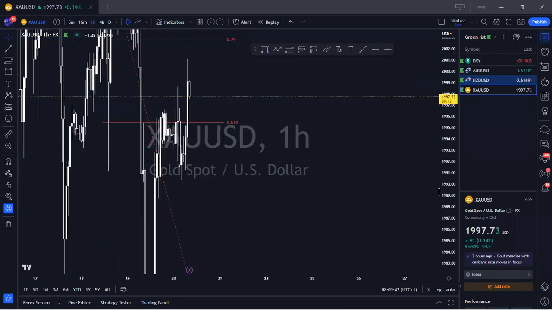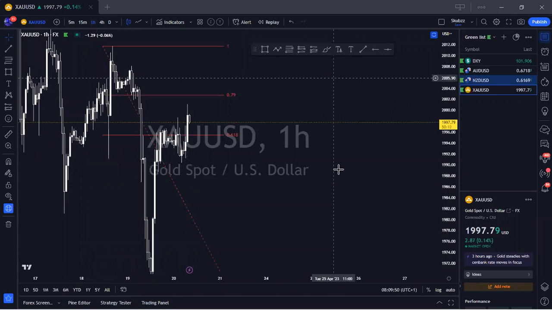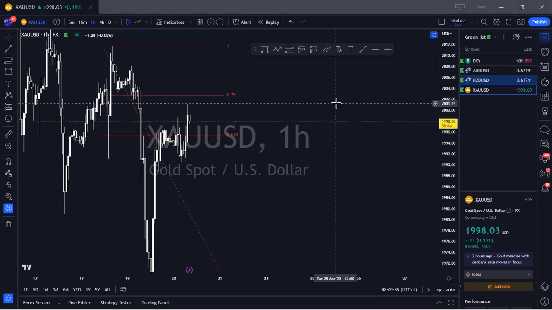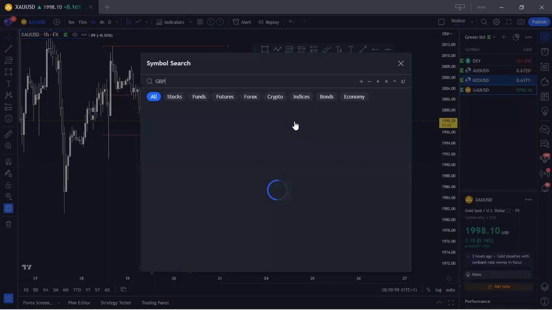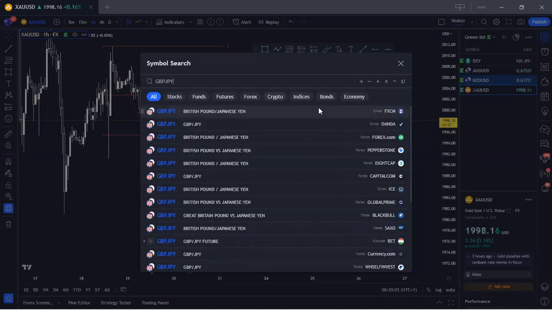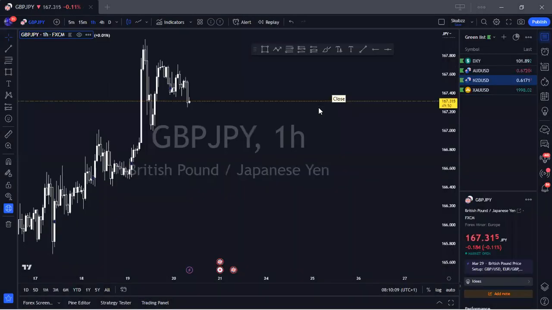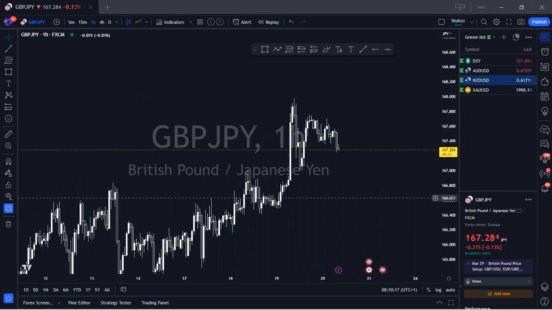Then the next one, someone said GBP JPY, yeah? Yeah, GBP JPY. Victor, what happened that you lost your account? Were you risking the 2% I told you to be risking?